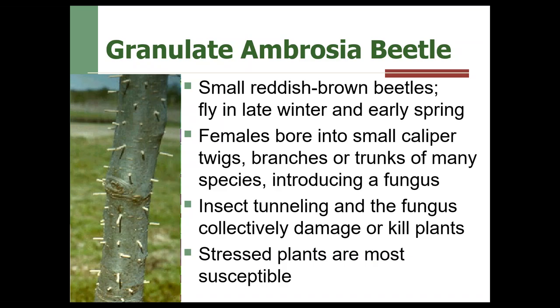And crepe myrtle is just one of many, many species that are susceptible to this particular type of ambrosia beetle. And one of the characteristics of this ambrosia beetle is as it tunnels into the stems, it will push out the frass sawdust, and it will look like a little tube or a little stick or toothpick of frass, and that's very characteristic of granulate ambrosia beetle, although irrigation or rainfall can knock off that toothpick of frass, and you might lose that diagnostic characteristic. Again, the key here is stressed plants are the most susceptible.